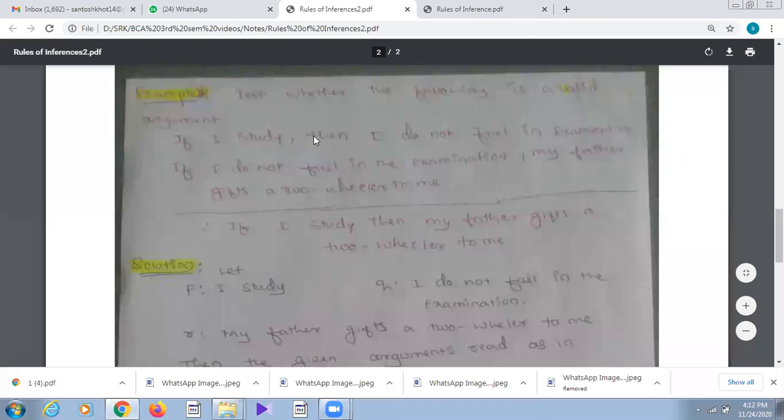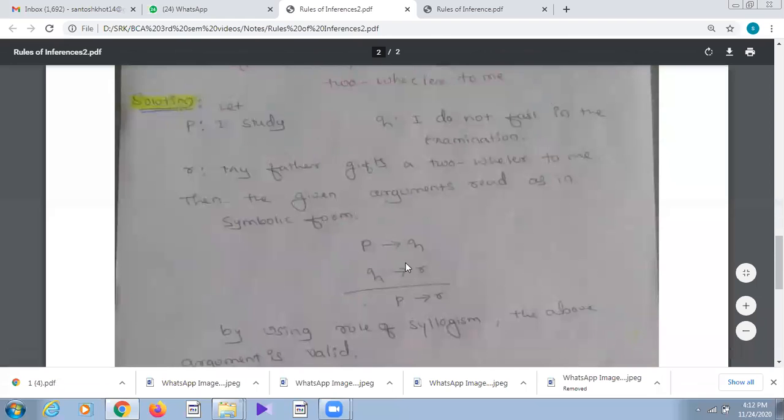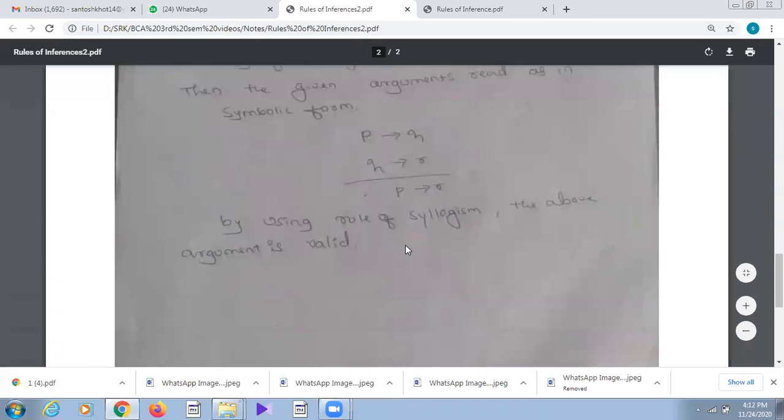What we did here: we identified the primary statements, we gave the symbolic form, and then I directly gave which rule is applying, or which rule it is similar to. So then we say that this particular argument is valid. So these four problems are simpler ones.